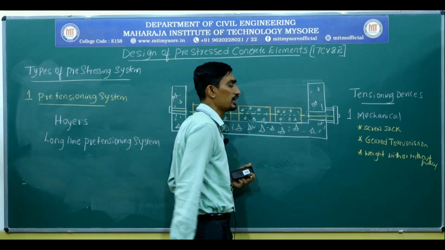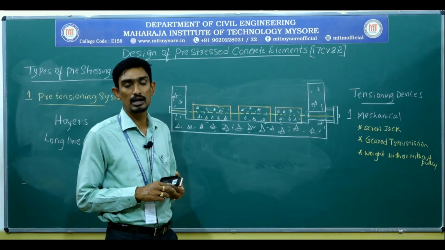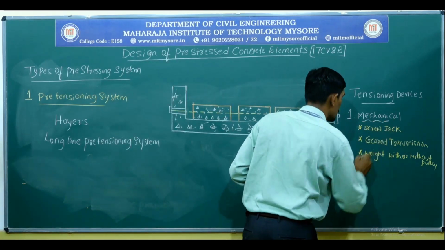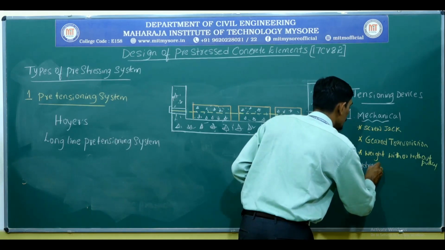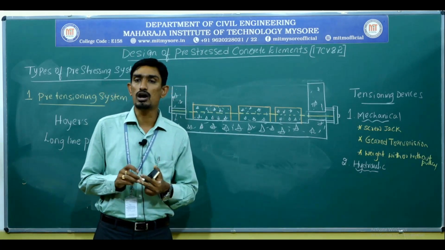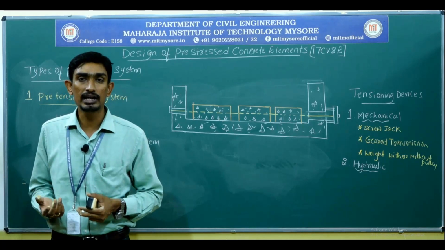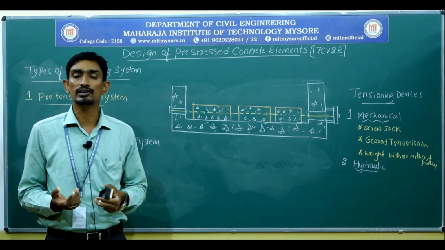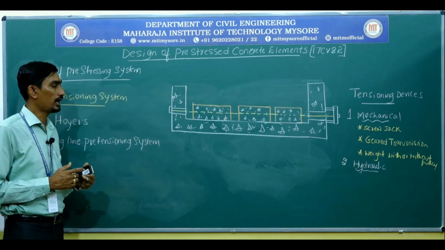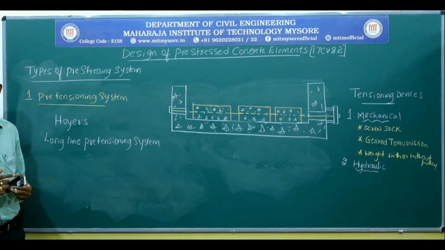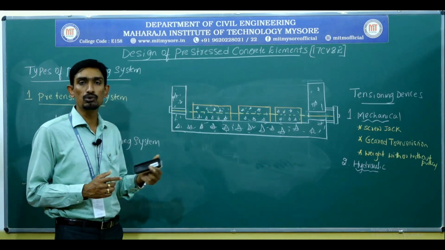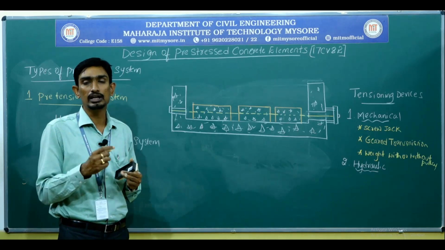Whatever I am doing here is the screw jack method, so through the screw jack I am going to induce the tension. Or else we can go with one more thing, called the hydraulic jack device. The most commonly used tensioning device in prestressed concrete systems is the hydraulic jack device. You can see it in the photo. That hydraulic jack device will be used in order to tension the tendon.